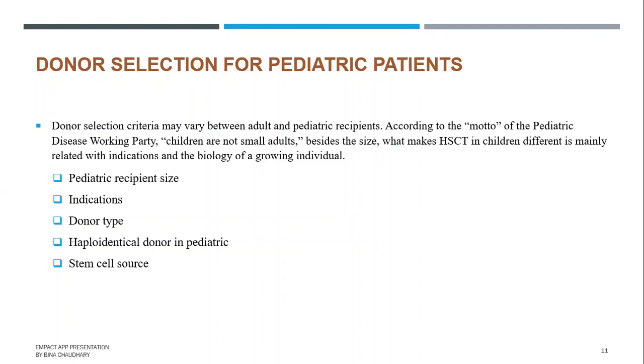Another one is donor type. In modern families, there are fewer siblings, so identical siblings are available in less than 25% of children in need of transplant. As a consequence, almost 80% of patients may need to run a search for an unrelated donor, because there will be no HLA-matched sibling.